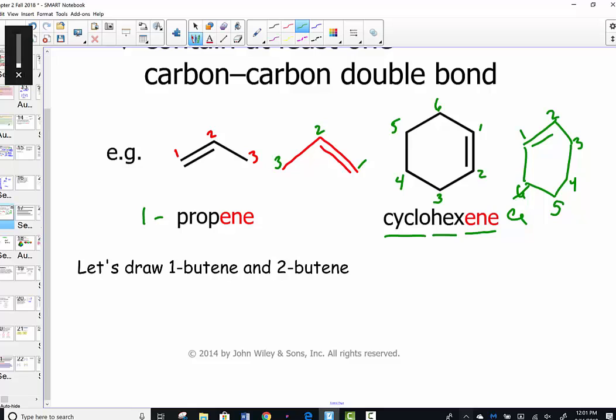Where would the double bond be located in structure 1, named 1-butene, and where would you find it in a compound where you see a 2 in front of the name, 2-butene? ENE tells me there's a double bond somewhere. But tells you how many carbons there are, and the number gives the position where the origin of the double bond starts.